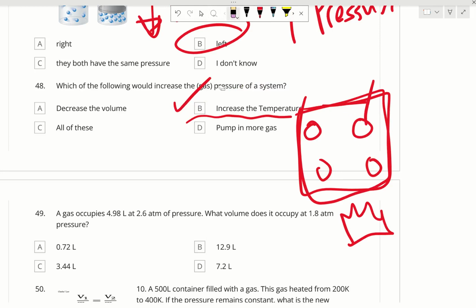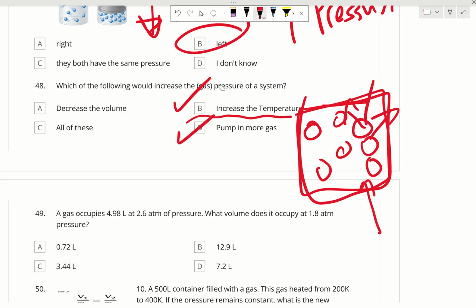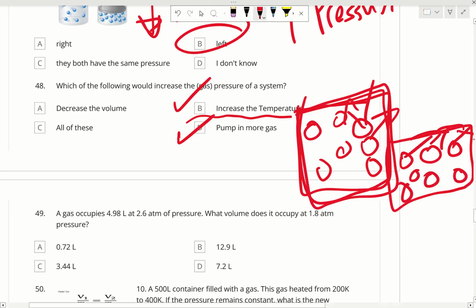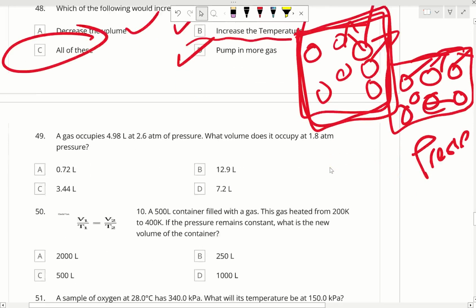D, if I pump in more gas, say for example, if I were to put in more of these particles, they're going to hit each other, they're going to hit the container more, so that means the pressure is going to increase. And the last one, decrease the volume. So instead of making the volume this big, I made it a little bit smaller, and I have the same amount of particles. They're going to hit the container more and hit each other more, so there's more pressure. So all of these increase the pressure of the system.